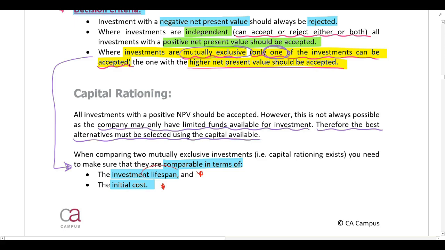If they have different lifespans, we calculated an annual equivalent and we selected the alternative with the higher annual equivalent. If they have different initial costs, we needed to check if the projects were divisible or not. If they are divisible, we calculate the net present value index. We select the alternative with the higher net present value index. If they are not divisible, we select the alternative with the highest net present value. So please make sure whenever you are making a comparison where you have mutually exclusive investments that they are comparable in terms of their lifespan and their initial cost.